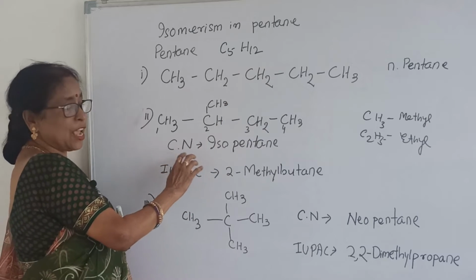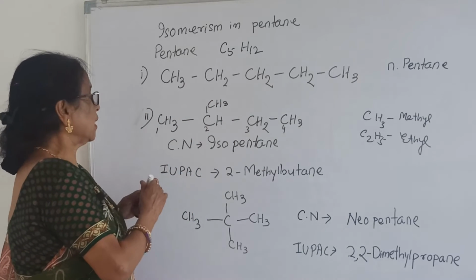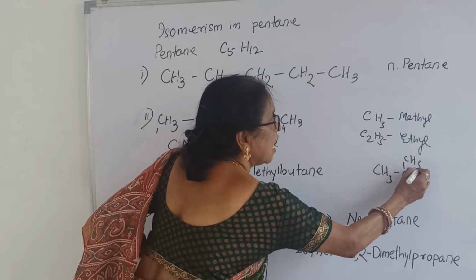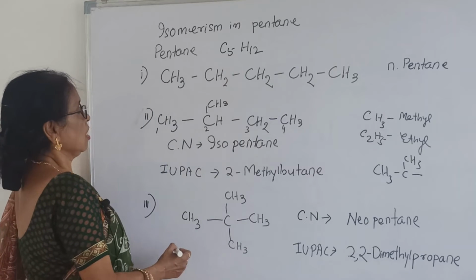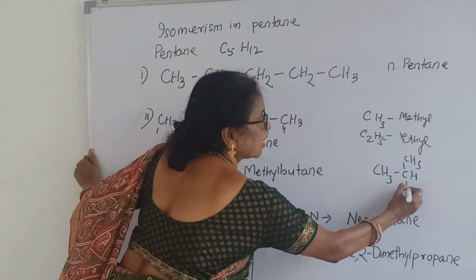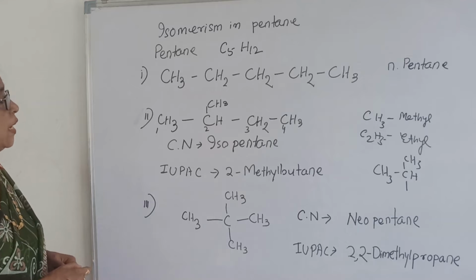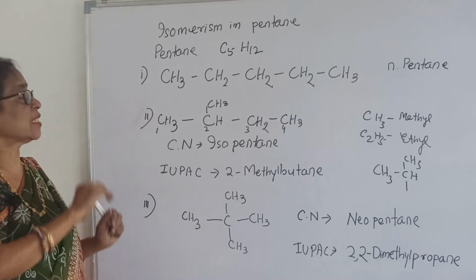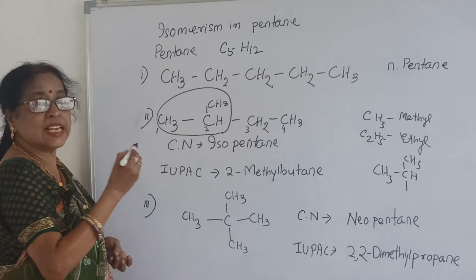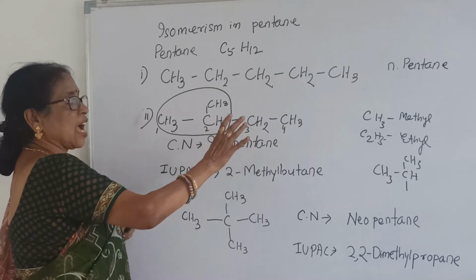What is the common name? Isopentane. This group is called iso. What is this group? CH3, CH, CH3. Now this group is called the iso group. Iso group means CH3, CH, CH3. So this is the iso group. So how many total carbons? 5 carbons. So it is isopentane.